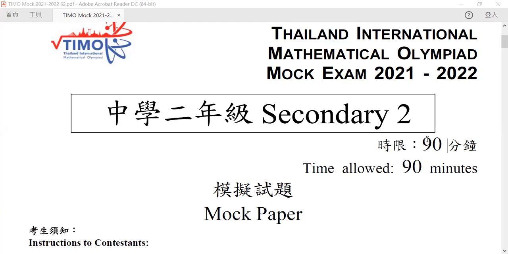Logical thinking, arithmetic, number theory, geometry, and combinatorics. The time allowance for this mock examination is 19 minutes. This is the same as the real examination. In other words, you have 19 minutes to finish 30 questions, so you have only about 3 minutes per question.